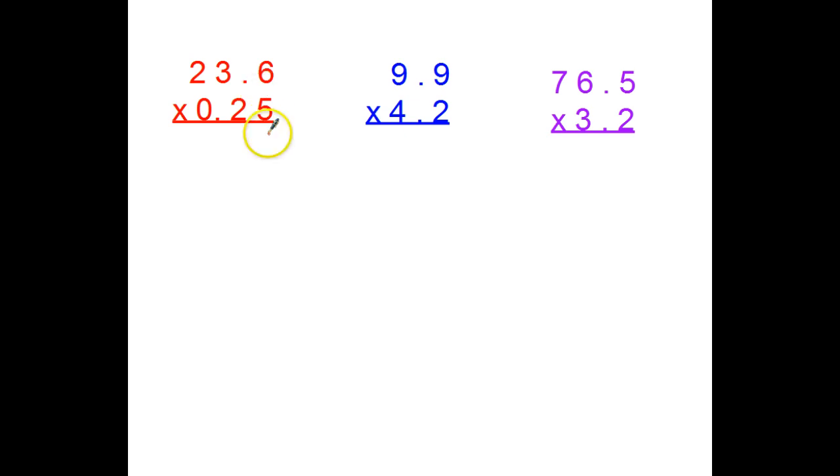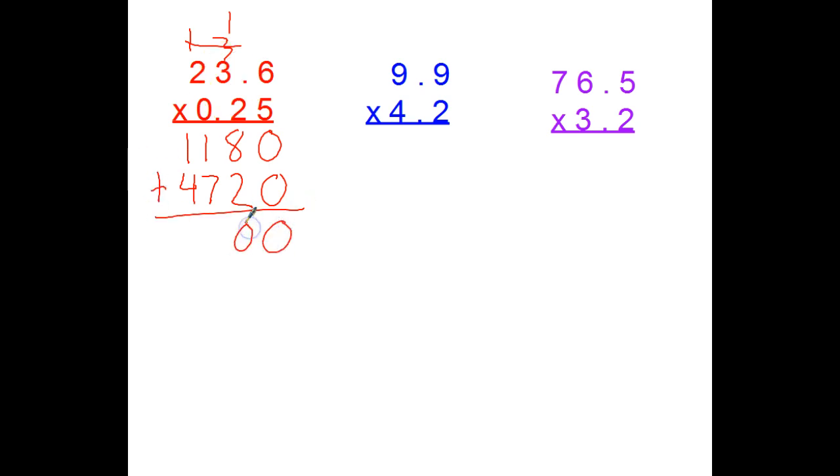6 times 5 is 30. Put down my 0, carry my 3. 5 times 3, 15 plus 3 more, 18. Carry my 1. 5 times 2 is 10, plus 1 is 11. Marco Polo. 2 times 6 is 12. Carry my 1. 2 times 3 is 6, plus 1 more is 7. 2 times 2 is 4. I'm not going to go ahead with the 0 here for the Marco Polo because they're all going to be zeros.